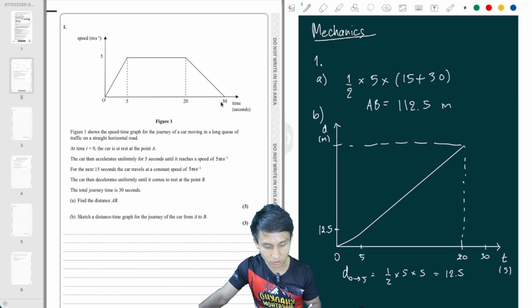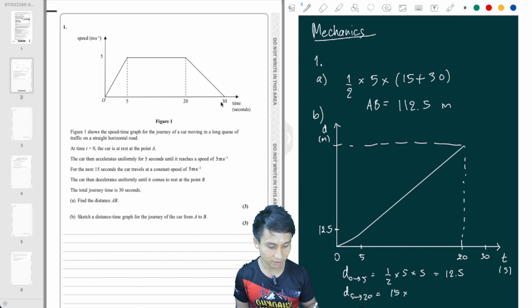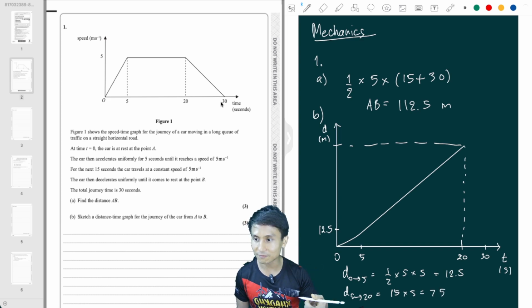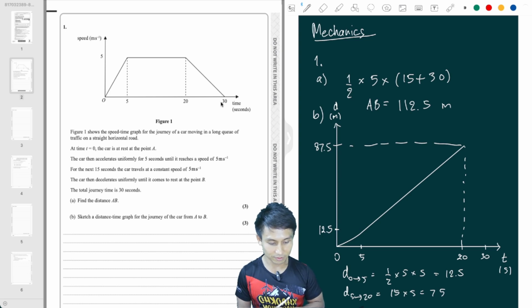What is the area? So d from 5 to 20 is the area of that rectangle, which is 15 times 5, which is 75. So if we add 75 to 12.5, we get 87.5. So 87.5 right here. Yeah, I'm just checking. 87.5.